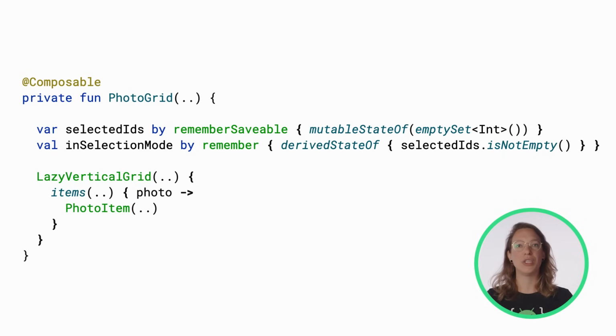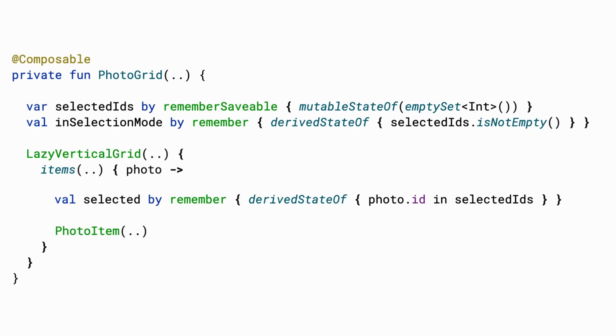Since this boolean will change only when we move from an empty list to a list with at least one photo, and the other way around, the right API to use here would be derivedStateOf. This will make sure that the composables that rely on the value of the in selection mode variable will only recompose when the value changes from true to false or back, and not for every change in the set of selected IDs.